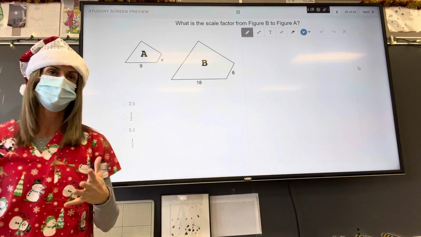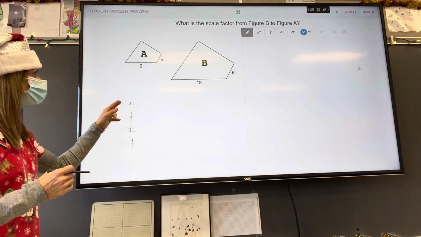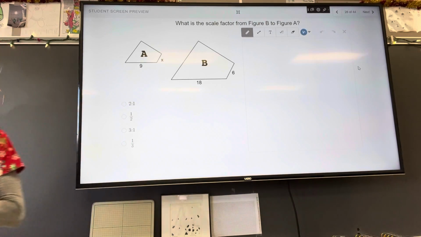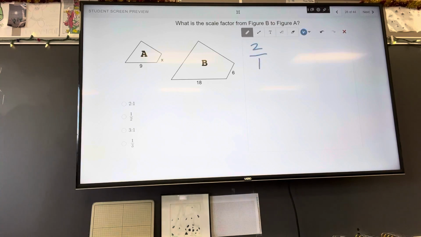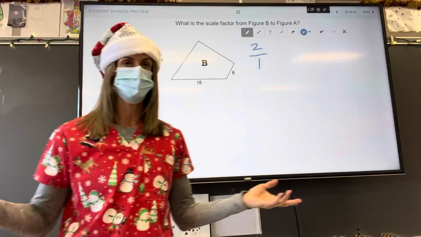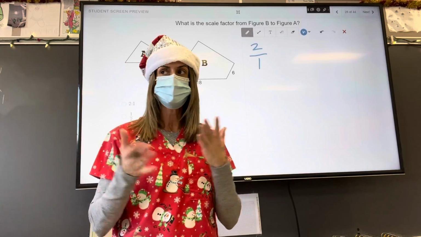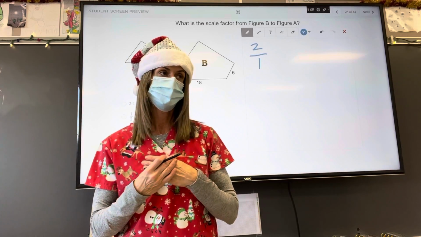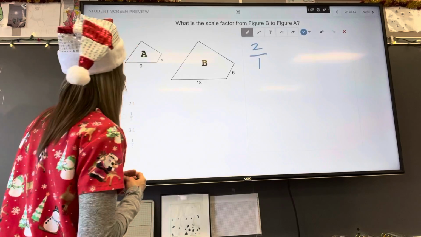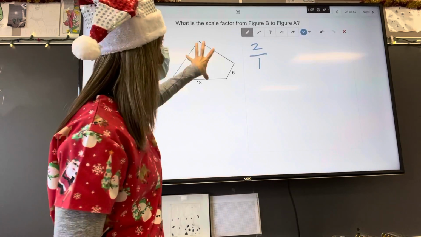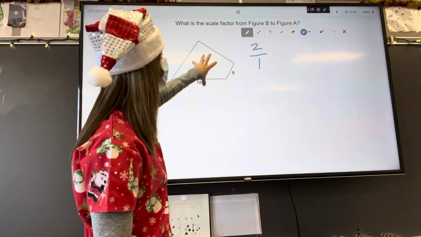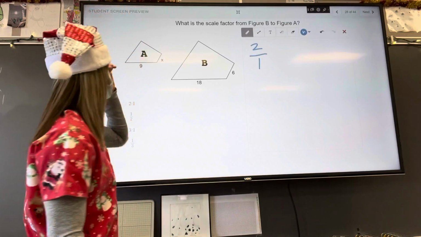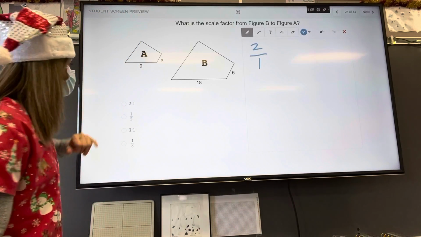They are both ratios. But 2 to 1, you have to be careful, because if you write 2 to 1 as a fraction, it's 2 over 1. You cannot just write the number 2 because 2 is not a ratio. You have to write 2 to 1. So, what's the scale factor from figure B to figure A? 2 to 1.